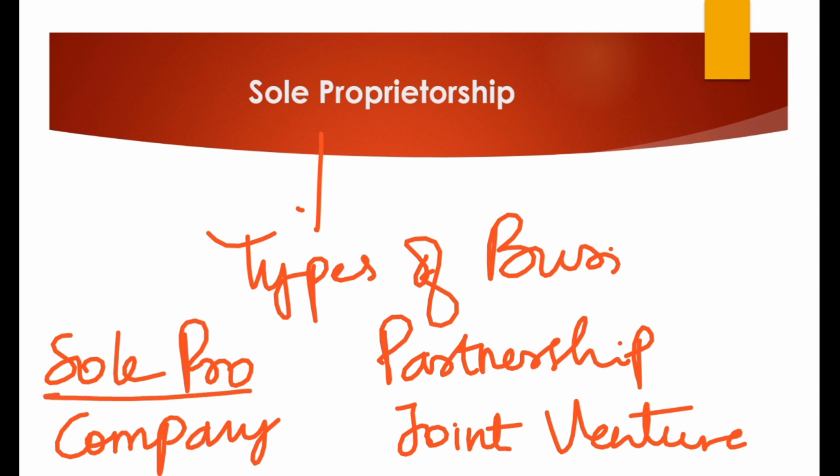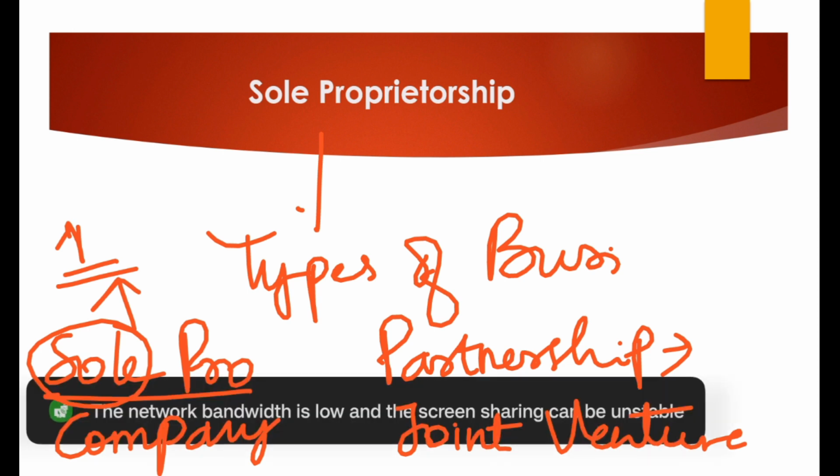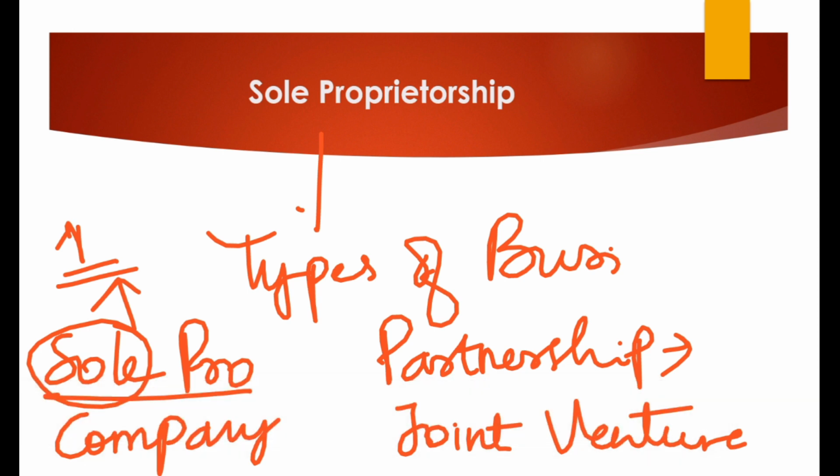So sole proprietorship, as the name suggests, there will be only one. Sole means one, so only one person will be running the business. Partnership means 2 or 3 persons come together and start a business. Company is where more than 7 or 10 people come together and start a business. Joint venture is also when more people come together, invest their capital and start a business.